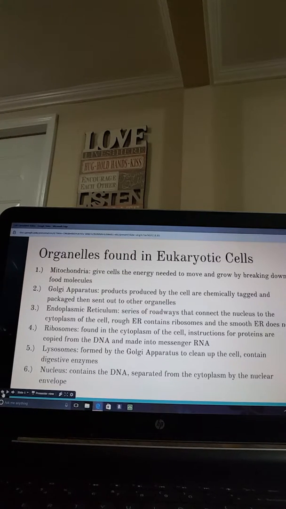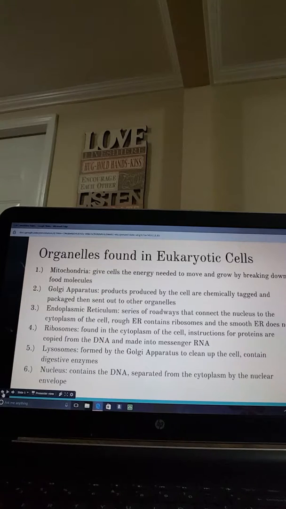The most common way we think of the Golgi apparatus is kind of like the post office. It gets all the information coming in, organizes it, and ships it out where it needs to go. The third one is the endoplasmic reticulum, or ER, a series of roadways that connect the nucleus to the cytoplasm of the cell. There's rough ER, which has ribosomes on it, and smooth ER that does not.